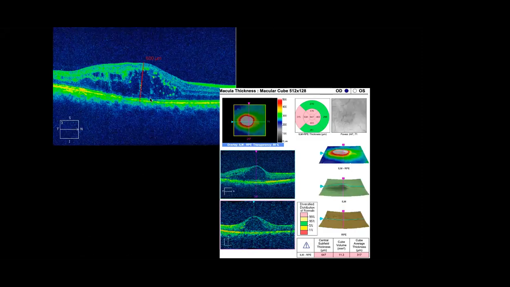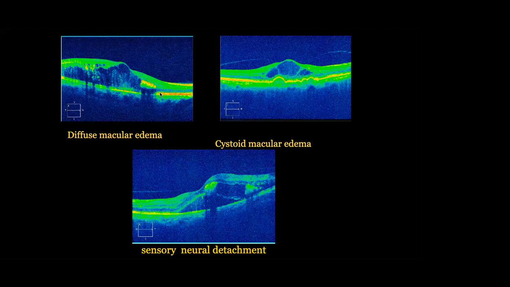So here you can see that compared to the normal one, it has swollen up. The macula is edematous now. So there is diabetic macular edema on OCT. Not only can we diagnose that there is diabetic macular edema, we can also know the different types of diabetic macular edema. This is a kind of diffuse diabetic macular edema. There you can see cystoid spaces. It's called cystoid macular edema.